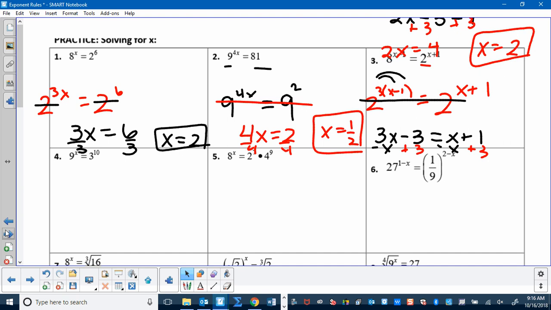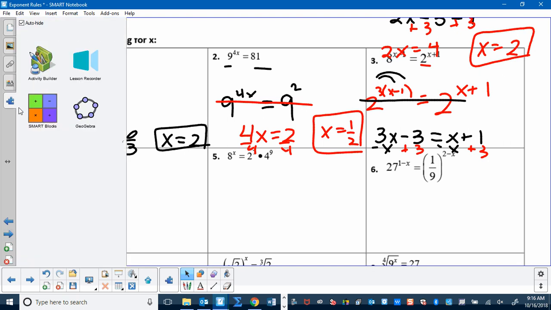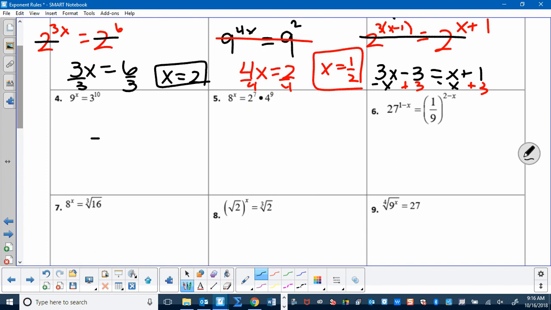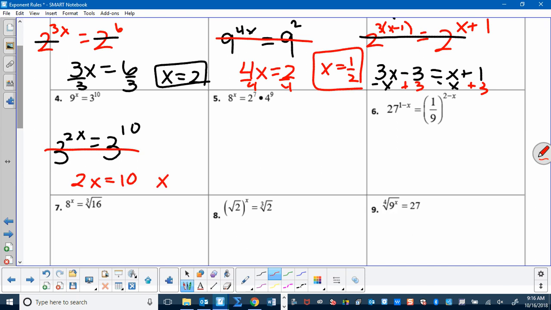Which number is smaller in number 4? The 3 is smaller, so you need them both to be 3's. So 3 to the 10th is cool. I need this to also say 3. 3 to what power gives you 9? 2. What else do you need? X. The 3's will cancel. 2x equals 10, so x equals.